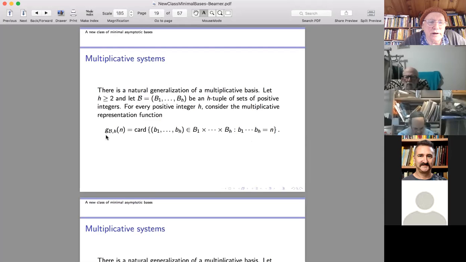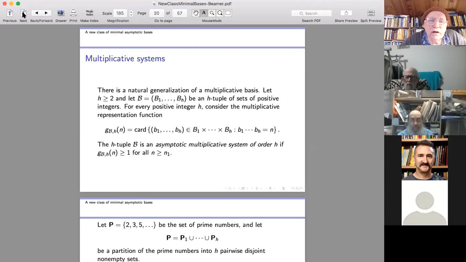And this is the multiplicative representation function for this multiplicative system. So if all the sets are the same, it's the Erdős case, but this is a tad more general. And we say that this h-tuple of sets is an asymptotic multiplicative system of order h if every number from some point on has a representation like this.